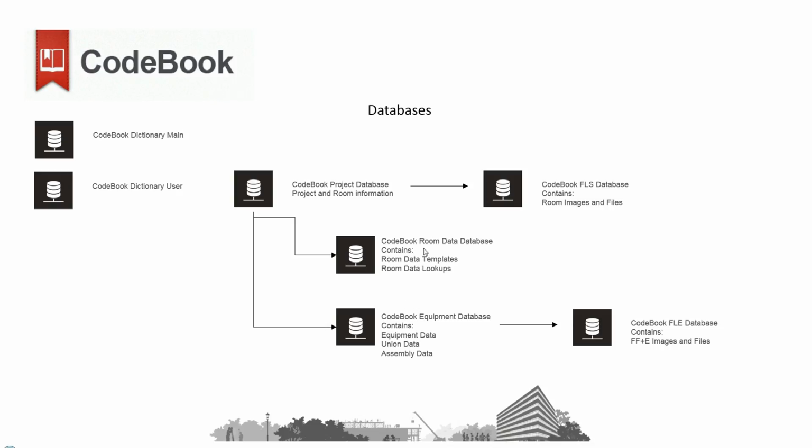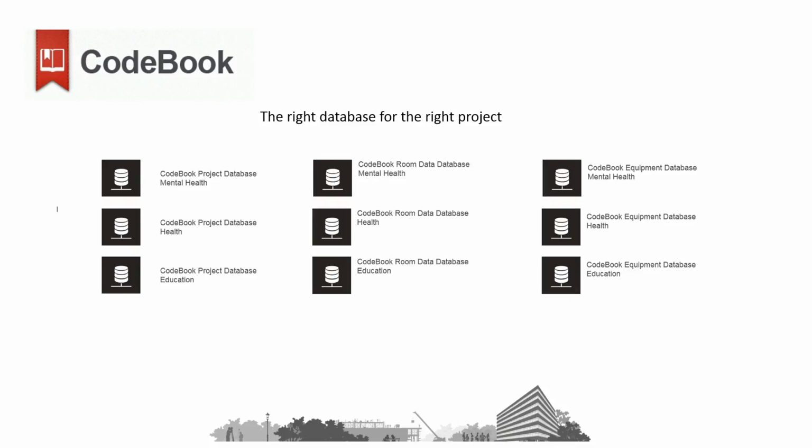We can see that we have a CodeBook room data database, and you can see that we have a CodeBook equipment database. Attached to each CodeBook equipment database, we have a CodeBook FLE database, and this contains any furniture, fittings, or equipment, images and files associated with each item of equipment. Having this set of CodeBook databases allows us to pick and choose datasets going forwards.